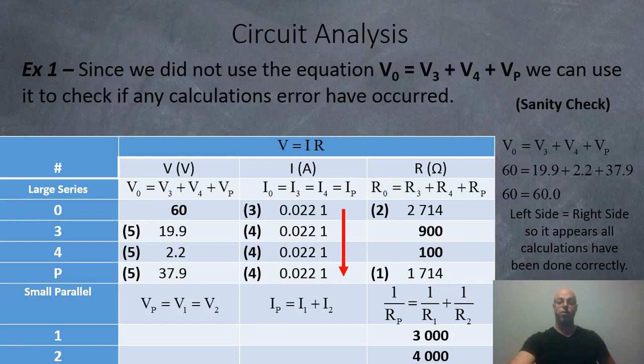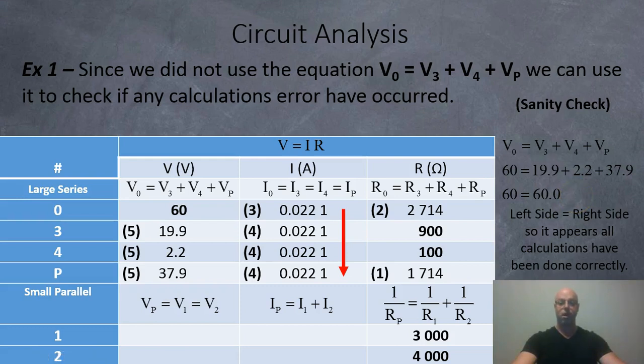Okay, so now that we've done that, we should do a little check, make sure that we haven't messed up our calculations. So we're going to check using the formula of the equation we didn't use yet. So we got 60 volts equals 19.9 volts, plus 2.2 volts, plus 37.9 volts. And we're lucky, we get 60 equals 60.0. So left side equals the right side. We haven't messed up. The calculations have been done correctly.